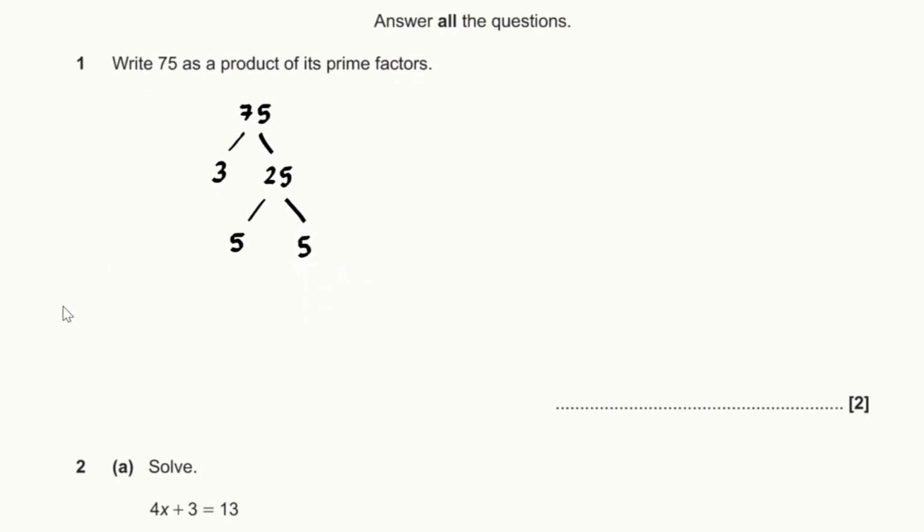And so therefore, what you will find is 75 is equal to 3 times 5 times 5. So we end up with 3 times 5 squared.